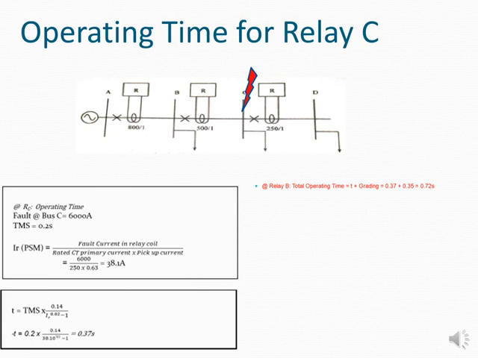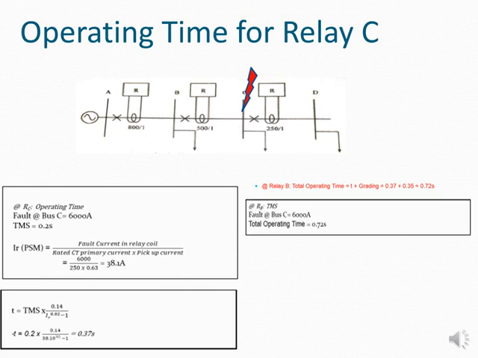Now this is where that total operating and grading was coming in. If I am now going to my relay B, then I need to say my total operating time for my relay B is going to be the operating time I just got at C, which was 0.37 seconds, and I add my grading margin, which was 0.35 that I've been given in the system. If I'm not given a grading margin in the system, I assume 0.4 seconds. So I get that my total operating time for relay B is going to be 0.72.